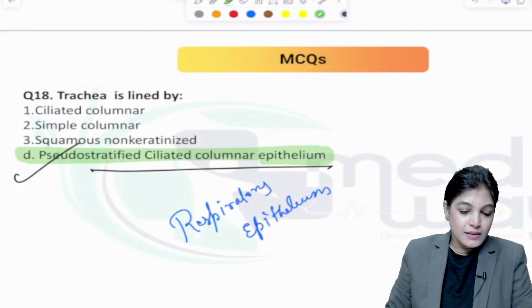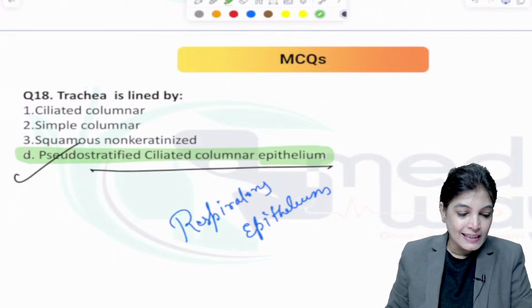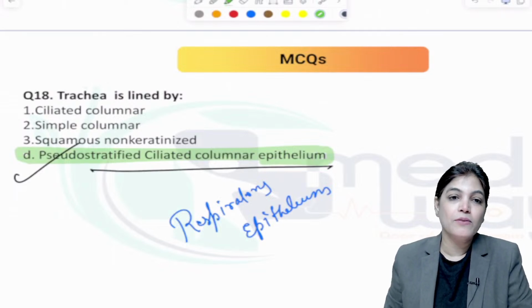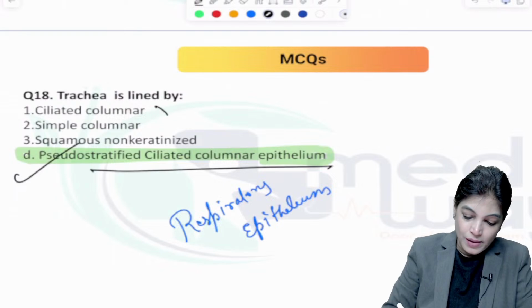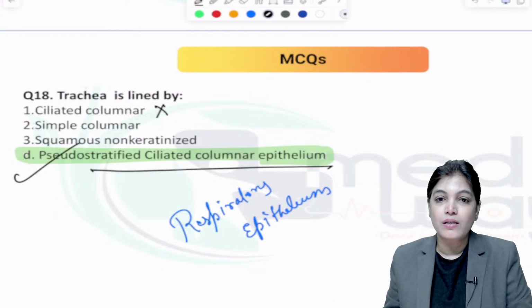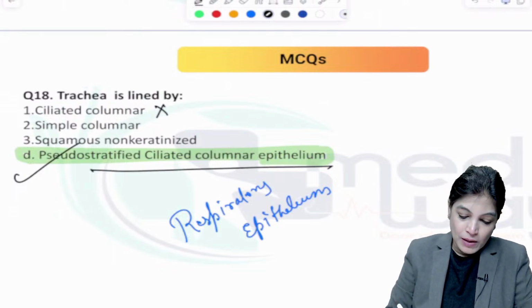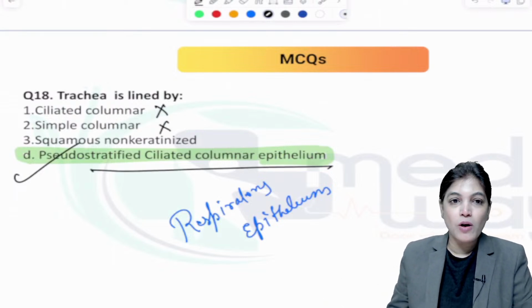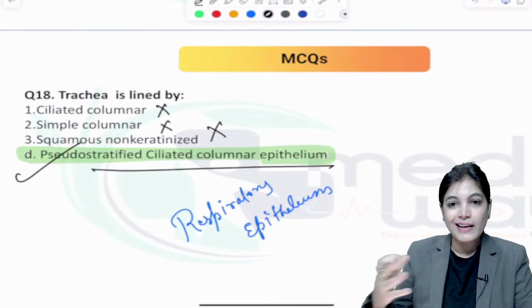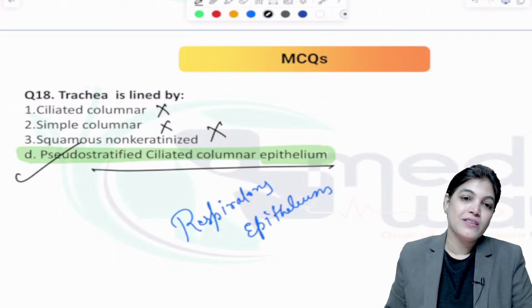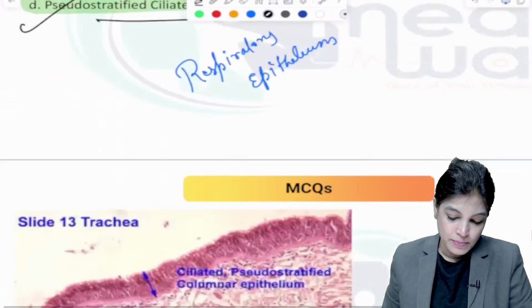Okay? Pseudostratified ciliated columnar epithelium. Got it, dear? This is the lining epithelium of the trachea. Okay? It will not be simple ciliated columnar; that is the lining epithelium for the fallopian tube and ependyma and so on. It will not be simple columnar; that will be in the colon, small intestine, GI tract. Squamous non-keratinized will be in the esophagus, vagina, anal canal. So definitely the right answer is respiratory epithelium, pseudostratified ciliated columnar epithelium.